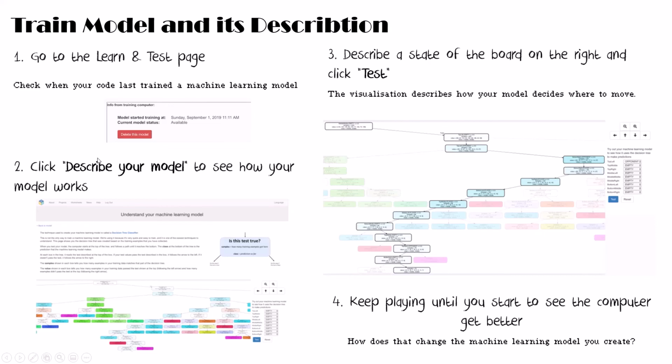We need to press "describe your model" to see how your model works. So we can find this one, and we can find the test, we can visualize our data, and our decision tree is gonna be not so big, therefore we can play more to make it better, to see a bigger decision tree. So you can read about that a little bit more, and then play again and again to make our AI better.